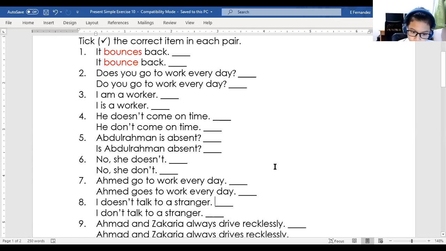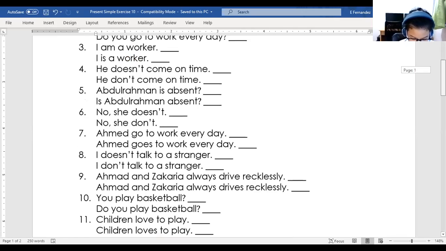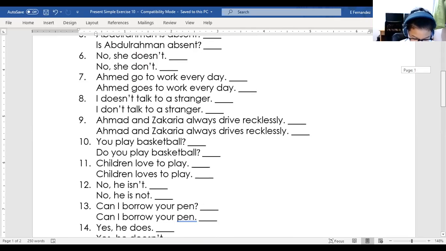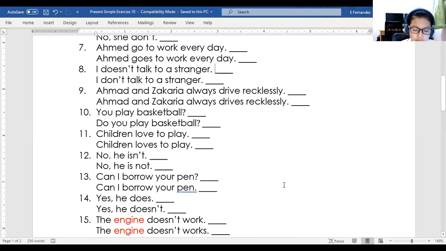Yes, number 6. What about number 6? First. First is correct. No, she doesn't. Yes, very good. You're doing well. So far, you don't have any ungrammatical answers. Let's go to number 7. Okay, which one is grammatical? Ahmed goes to work every day. Second, very good. Number 8, I doesn't or I don't.